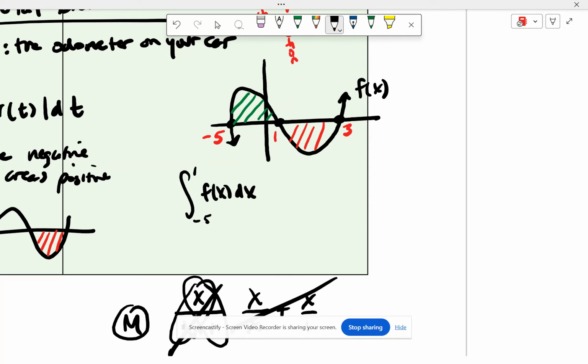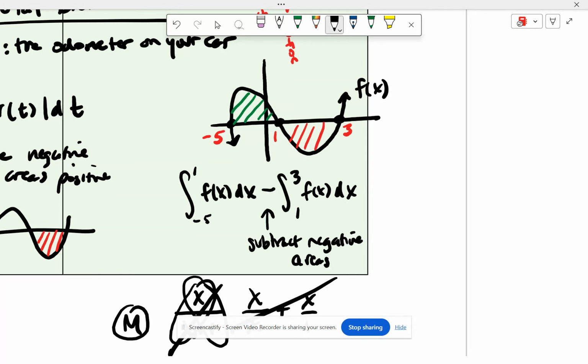Okay, so the area from -5 to 1 is positive, right? So we're going to leave him. What should we do with the negative area if we have to do this by hand? We have to negate it to make it positive. Okay, that's going to give me my area there. I manually did it. I need to subtract negative areas. This is if I have to do it by hand. If I don't have to do it by hand, remember, how can I just write this in? The absolute value. Okay.